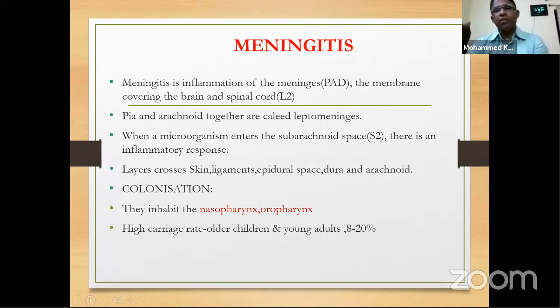But as such, the membranes, you have the continuity of the spinal canal till S2, where the CSF flows in between these membranes. Fine. Pia mater and arachnoid mater together are called leptomeninges. Now, where is the infection? Basically, what happens in meningitis? It's the infection that occurs in the subarachnoid space. Mind you, it's the infection that occurs in the subarachnoid space, which extends till S2.